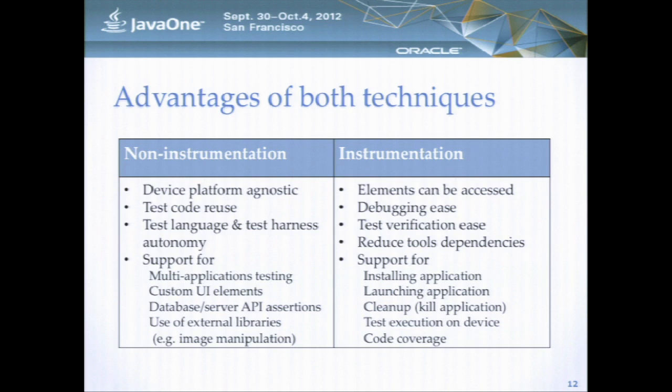So for example, a non-instrumentation technique is device platform agnostic. So you can run your tests on multiple different platforms. I can have a set of tests that runs on Android, and the same test could run on iPhone. And why is that? Because it's outside the sandbox of the application, and it's not tied into the platform that you have to run your tests in. This allows you to reuse your code, and you can have test language and harness autonomy. And also, as we talked about, you can test with multiple applications.